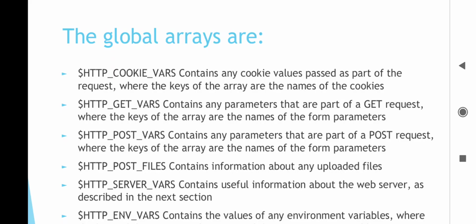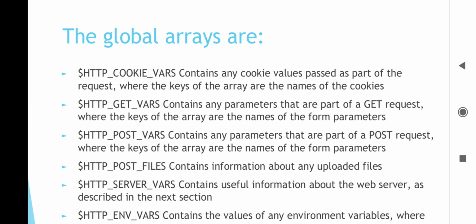So let's see all the variables one by one. Here is your first variable, the global array. Regardless of the setting of the option register_globals, PHP creates 6 global arrays that contain EGPCS information as given below. So first is $_COOKIE. This global array contains any cookie values passed as a part of the request, where the keys of the array are the names of the cookies. So this is about the $_COOKIE variable.